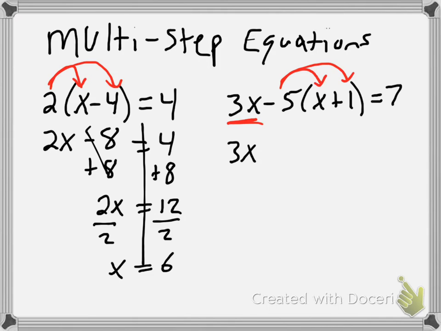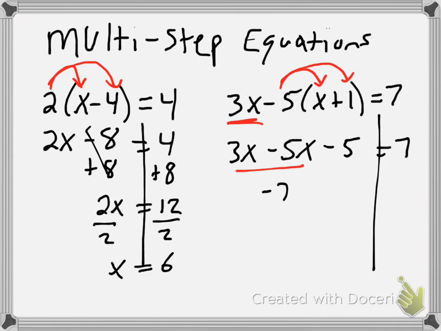So negative 5 times x is a negative 5x. Just forgot my line. Negative 5 times 1 is a negative 5. Oh, that's still equal to 7. Well, now if you notice, I do have some like terms. So I'm going to combine that 3x minus 5x, which gives me a negative 2x. Still I have my minus 5 equals 7.